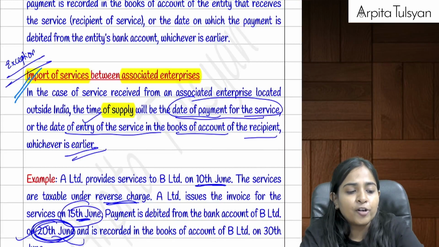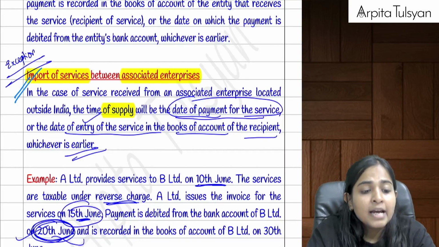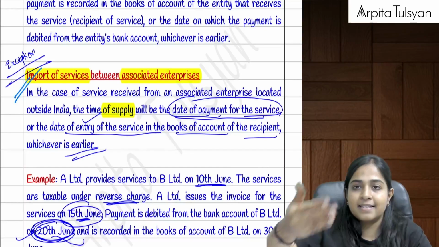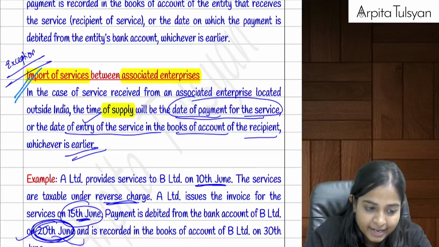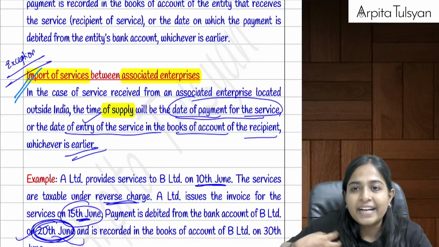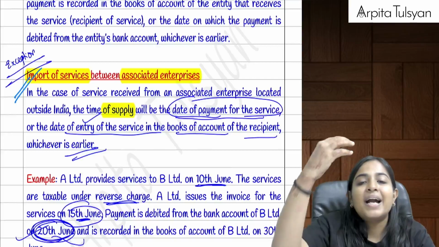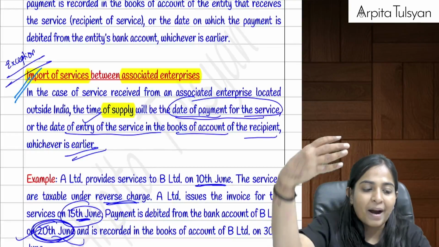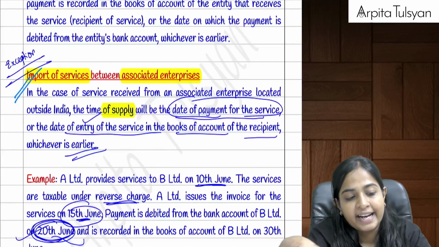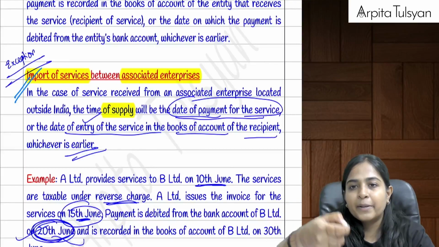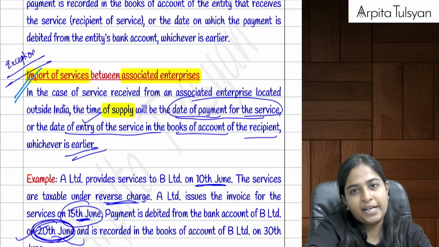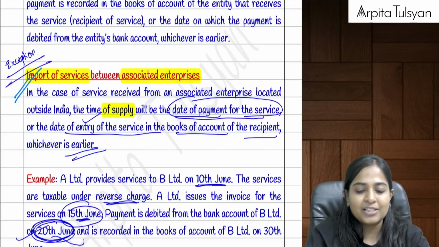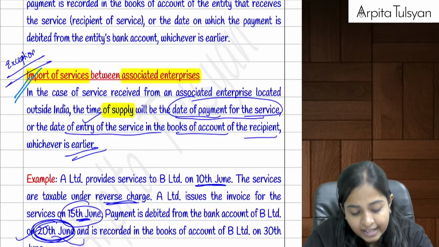For your simplicity, let me just tell you, associated enterprises in relation to the other enterprise is nothing but where one enterprise participates directly or indirectly in the management of the other enterprise or in the capital of the other enterprise. Then these two enterprises will become associated enterprises.